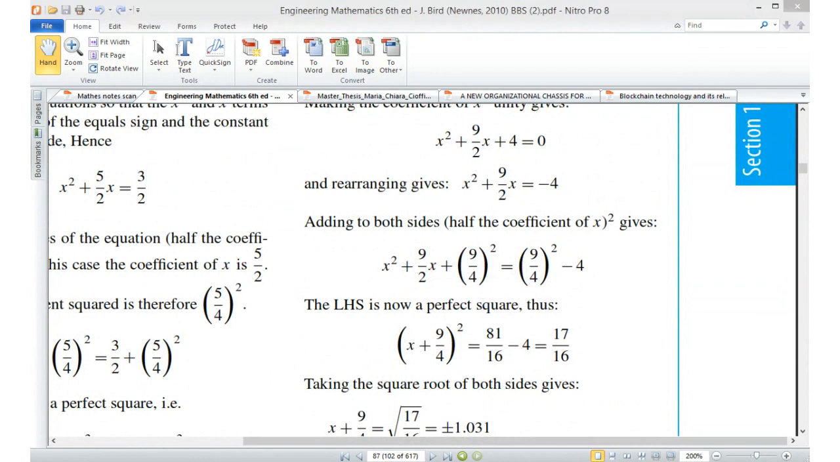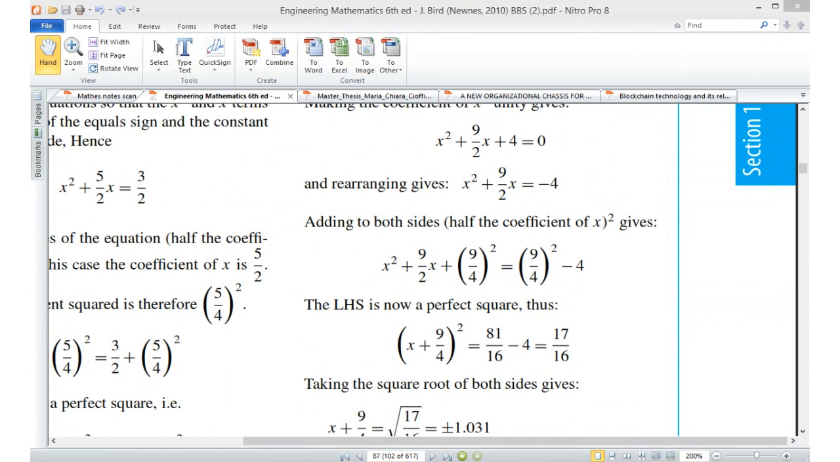Then after that, pick half of the coefficient of x. The coefficient of x is 9 over 2, so its half is 9 over 2 times a half, which is 9 over 4. Then add it to both sides of the equation to obtain a perfect square on the left-hand side. So you have 9 over 4 squared added to the left, and 9 over 4 squared added to the right.